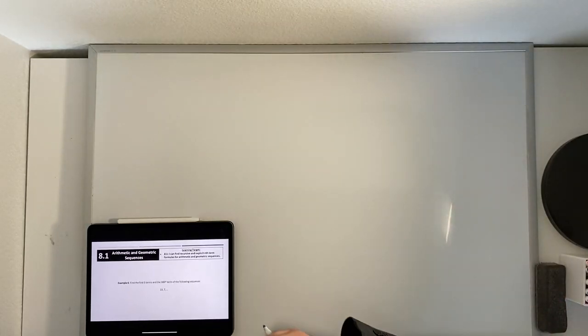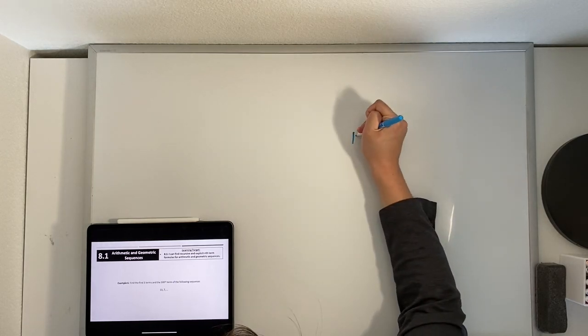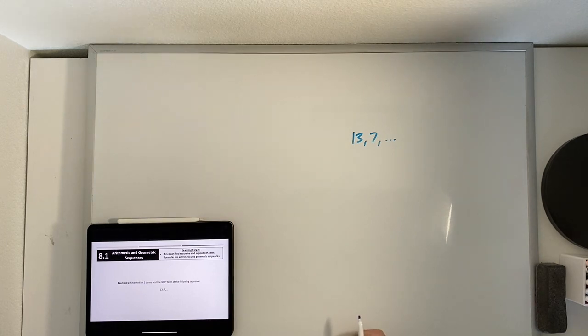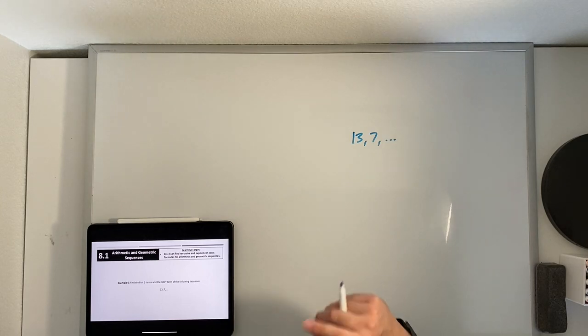Let's look at example 6. Find the first 5 terms and the 300th term of the following sequence. Now, generally, you should have at least 1 or 2 more terms of the sequence to be absolutely sure you know the rules for it. Here, I mean, we know we're talking about arithmetic sequences, so we know there will be a common difference.